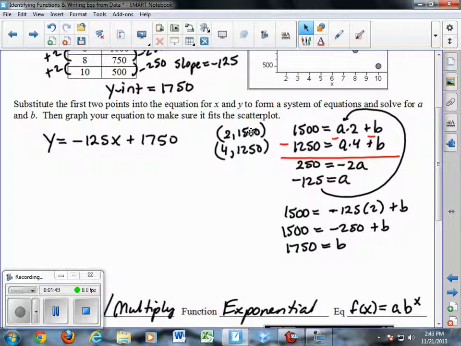I'm going to substitute the y value for the y and the x value for the x here, and I get 1500 equals a times 2 plus b, and negative 1250 is a times 4 plus b, using these 2 points. To solve this system of equations to figure out what a and b are, I can subtract the second equation from the first, getting 250 equals negative 2a. The b's cancel out. Or negative 125 equals a. And then I can substitute the negative 125 for a back in the first equation and solve it for b and find out I get 1750. So that's another alternative way to solve the equation.